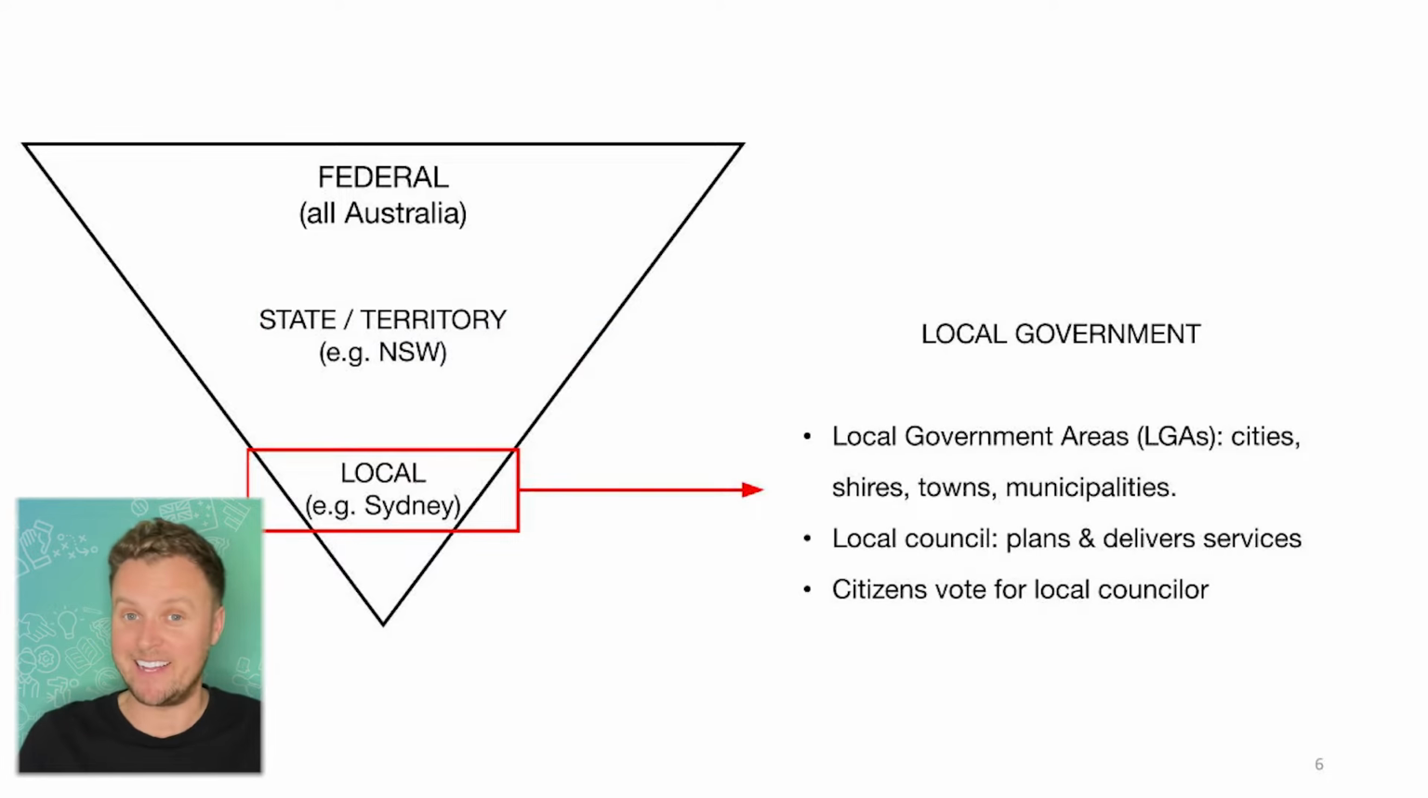Whew. Okay, last level of government. The smallest scale one is the local government. The states and the Northern Territory are divided into local government areas, which may be called cities, shires, towns, or municipalities. Each area has its own local council, which is responsible for planning and delivering services to the local community. Citizens in each local government area vote to elect their local councillors.